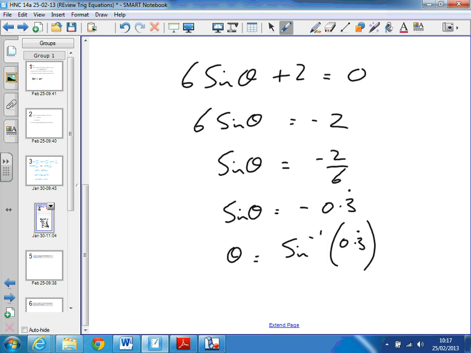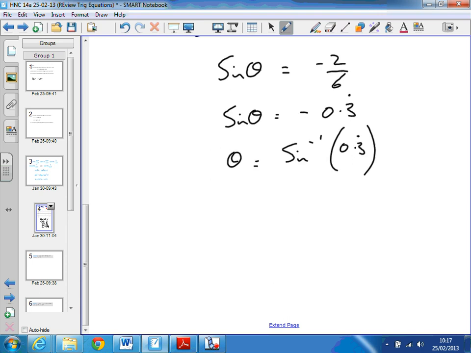So then you reach for your calculator and you get an answer. What is that answer? 17.46. Negative, by the way, so negative 17.46, did you say? So 17.5 rounded, 17.5 degrees, okay? What angle has got a sine of negative 0.3 is the thing here.